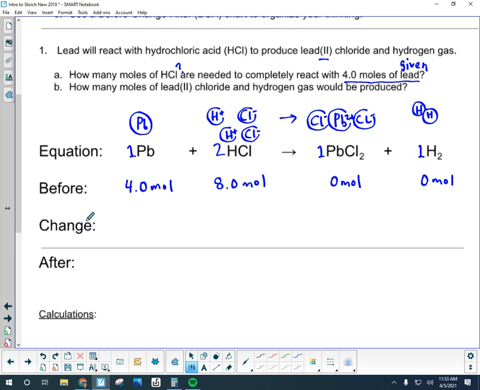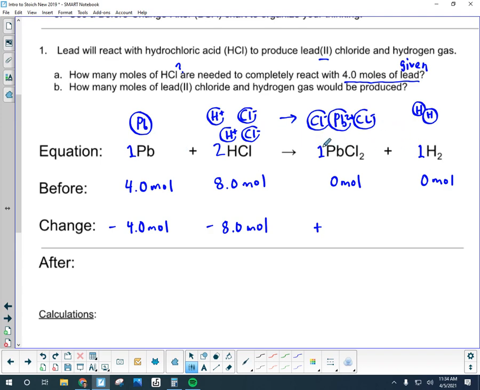And so I can represent the change that occurs with minus signs here. I'm going to convert or lose 4 moles of lead, unreacted lead. And for now, we're always going to assume that they both get reacted completely if they're in the correct ratio. So I'm going to lose 8 moles of HCl as the reaction occurs. And then I'm going to add product with the same ratio. So it's a 1 to 2 to 1 to 1 ratio.